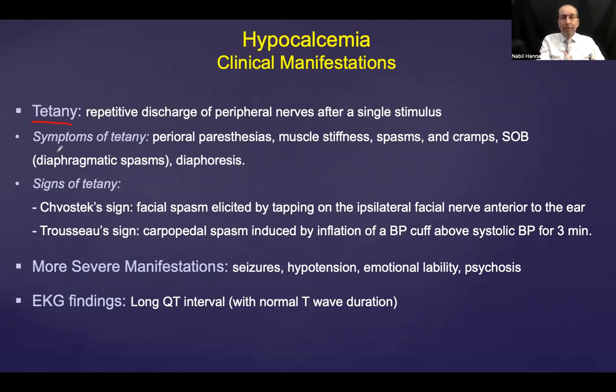And the symptoms of tetany are perioral paresthesias, muscle stiffness, spasms and cramps, shortness of breath, and diaphoresis. And the signs of tetany, we have the Chvostek's sign and the Trousseau sign. You can read them. And then with more hypocalcemia, you get seizures, hypotension, and even sometimes you get psychosis, and the EKG findings, prolonged QT interval.